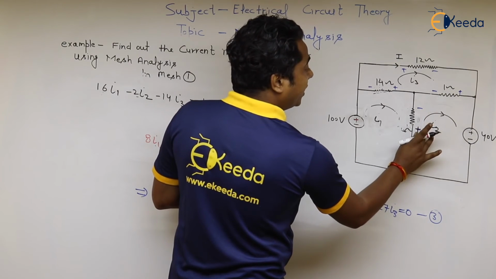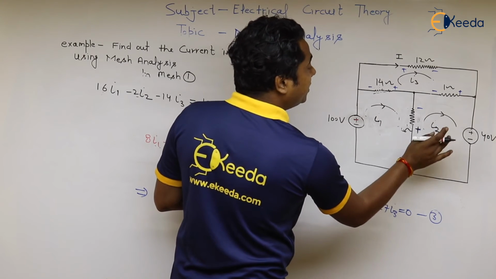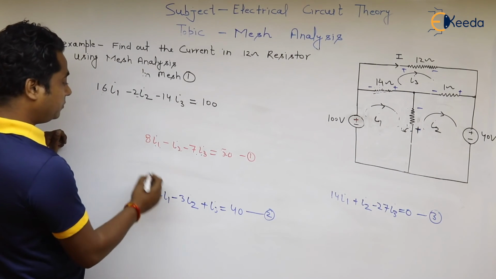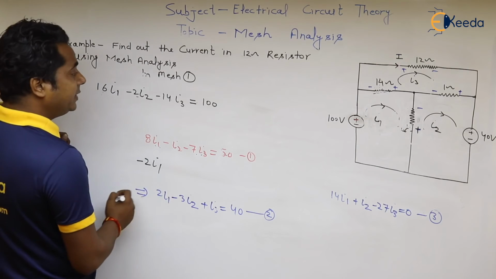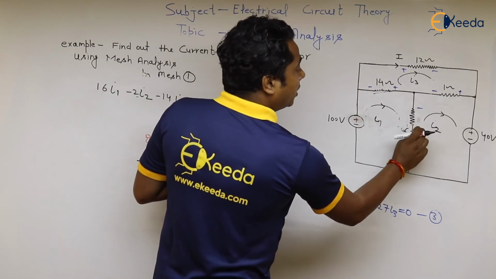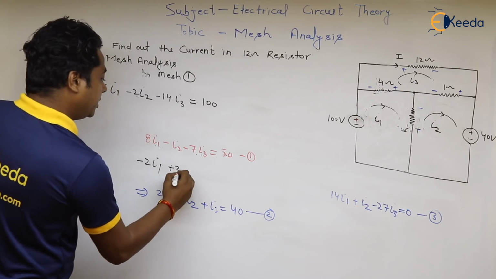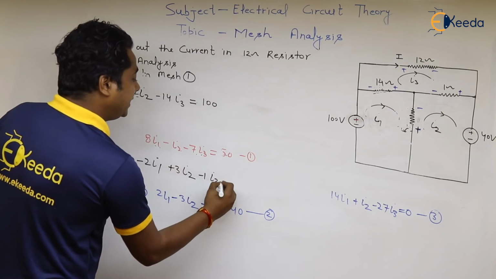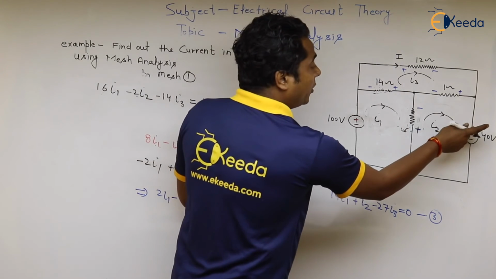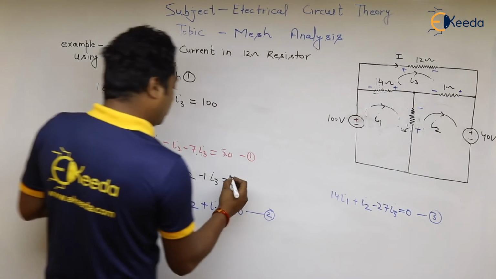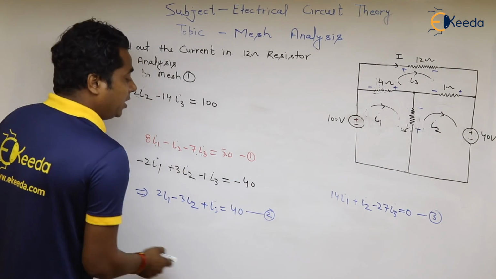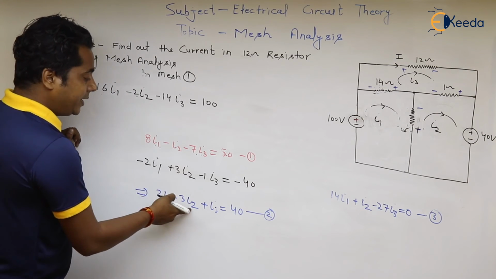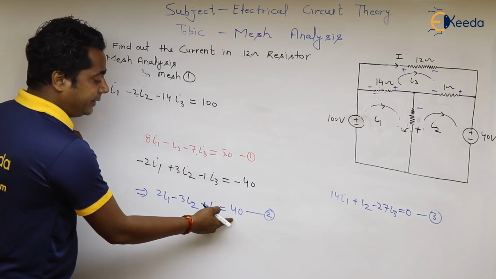First I will write I1, and I1 will be negative because this is mesh number 2. So 2 ohm is associated with I1, so minus 2 I1, plus 2 plus 1, 3 I2, minus 1 into I3 is equal to, current is flowing from positive to negative, so that will be equal to minus of 40. What does it mean? If we multiply by minus, then 2 I1 minus 3 I2 plus I3 is equal to 40 here.